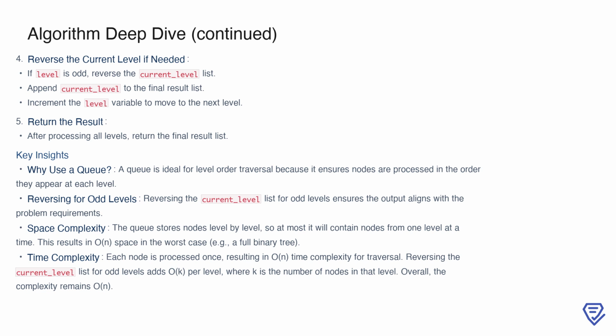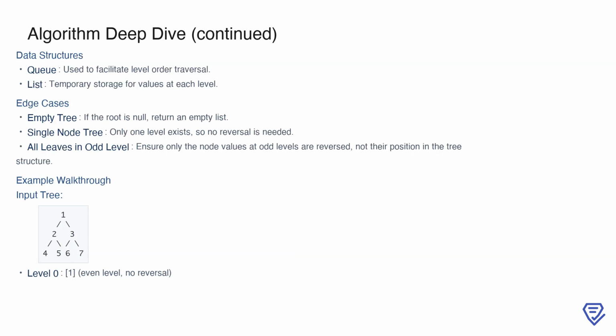Spacewise, the queue holds nodes level by level, which means at most it will contain all the nodes from the largest level of the tree, resulting in O(n) space complexity in the worst case. To implement this solution, we rely on two key data structures, a queue and a list. The queue is pivotal for performing level order traversal, as it ensures nodes are processed in the correct sequence. The list serves as temporary storage for node values at each level before they are added to the final result.